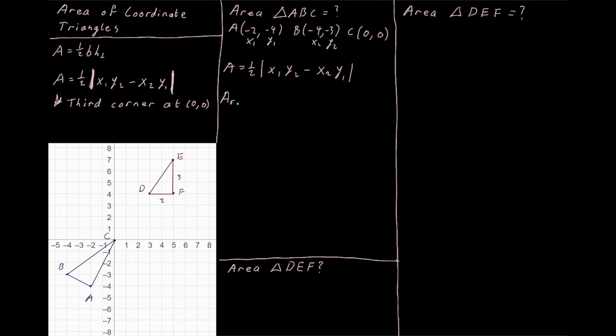So the area is going to be equal to half, and everything in brackets, minus 2 for x1, and y2 is minus 3, minus 4 times minus 4, and tidy everything up. So we end up with minus by minus is plus 6, and minus, we're taking away minus 4 by minus 4, which would be plus 16. So we're taking away plus 16 would be minus 16.